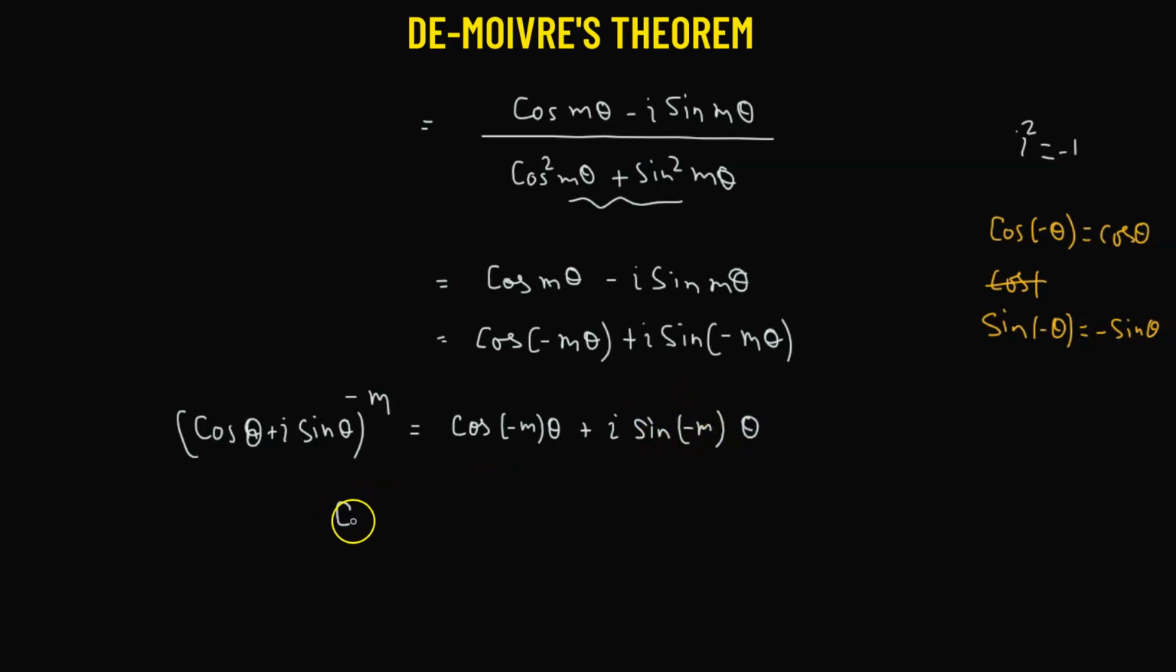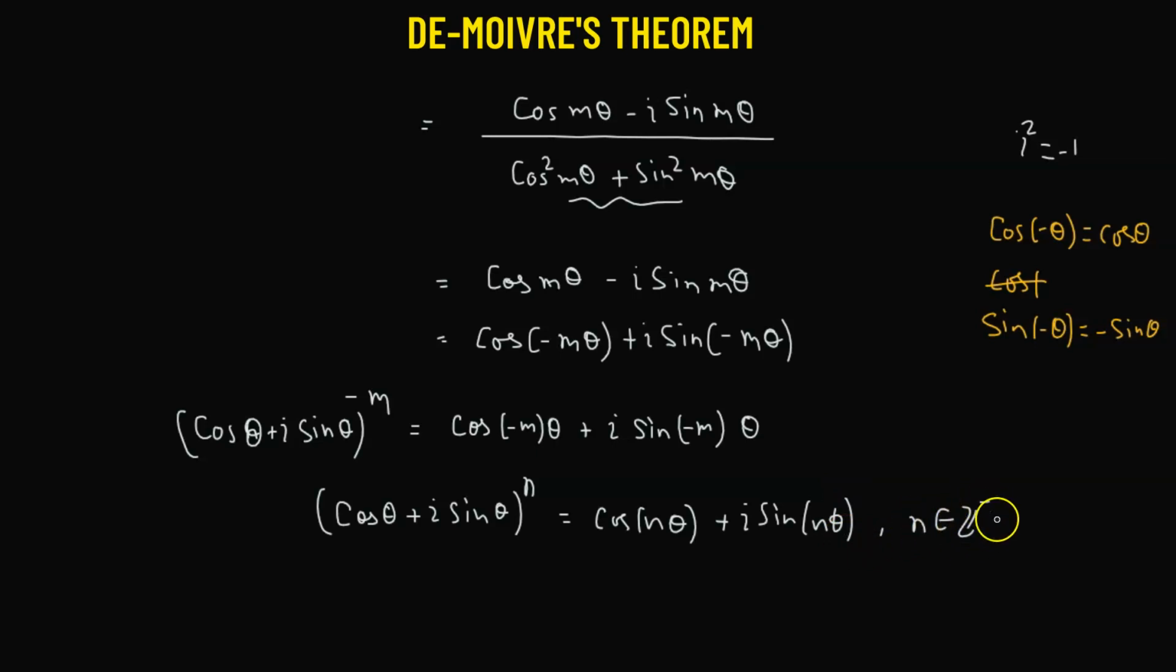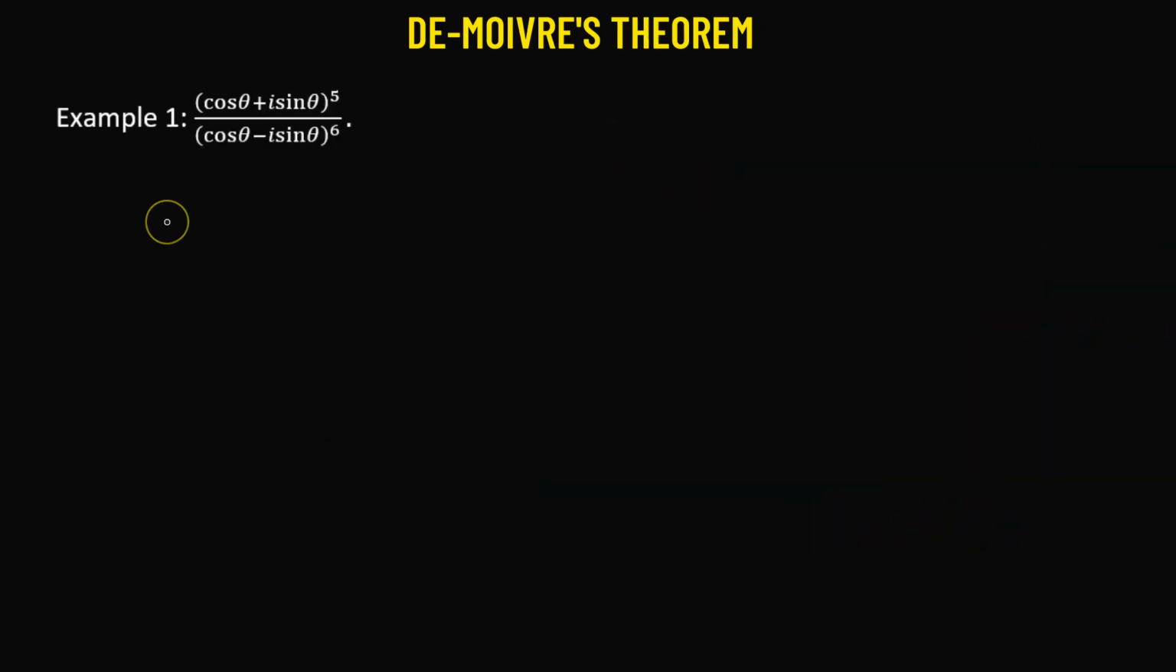So that means De Moivre's theorem: (cos θ + i sin θ)^n, where n is a negative integer, will also equal cos(nθ) + i sin(nθ), and here n belongs to the set of negative integers. Let's try to apply De Moivre's theorem with the help of an example.